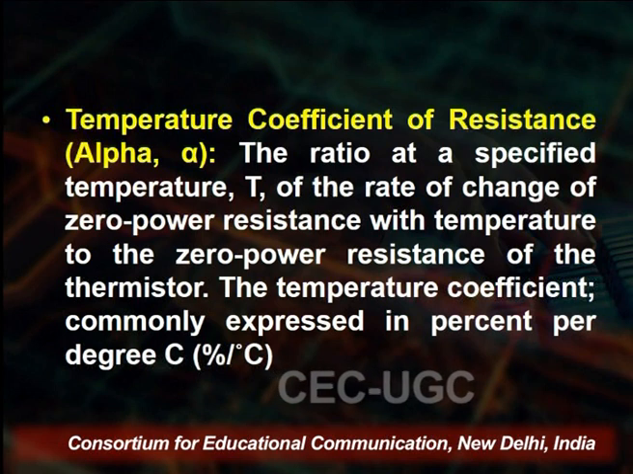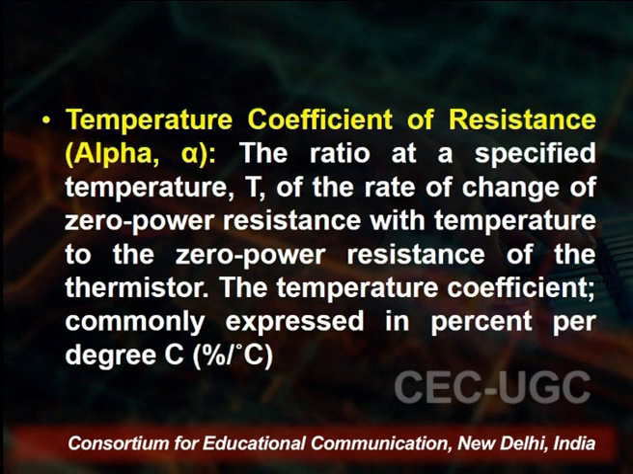Temperature tolerance is one of the very important parameters of this type of thermistor. It equates to how much variation in degrees centigrade we can expect from a thermistor at a particular temperature for a particular device. Temperature coefficient of resistance is defined by alpha. It is the ratio of the rate of change of zero power resistance with temperature at a specified temperature T to the zero power resistance of the thermistor. The temperature coefficient is commonly expressed in percentage per degree centigrade. So that defines the temperature coefficient.